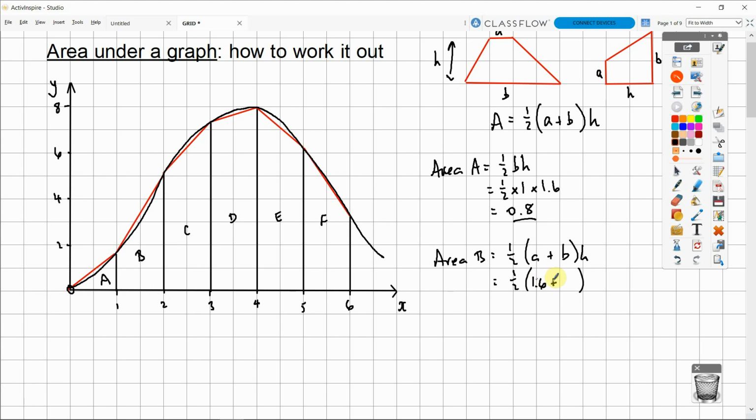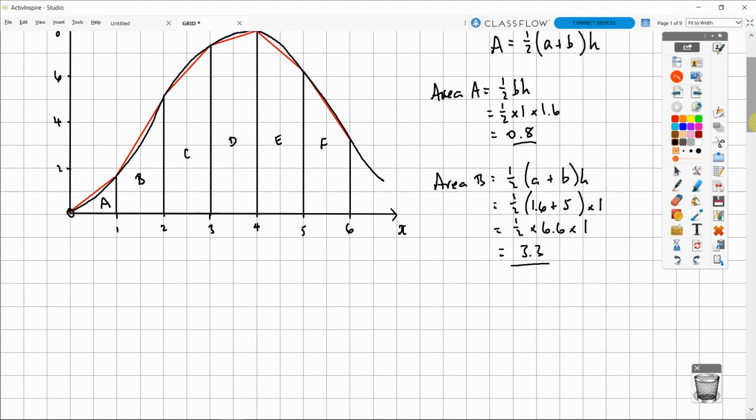That is pretty much 5. And times the height, well, let's remember that the height is actually across here. It's the strip width. It's times 1. So 1/2 times 6.6 times 1, that makes 3.3. And I keep going.